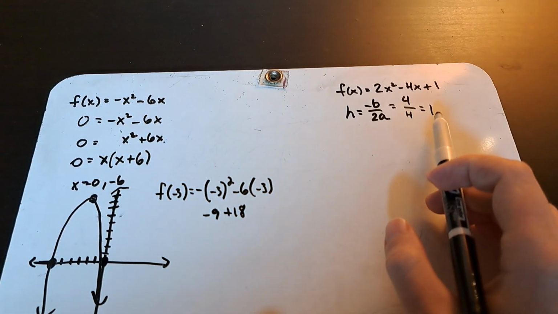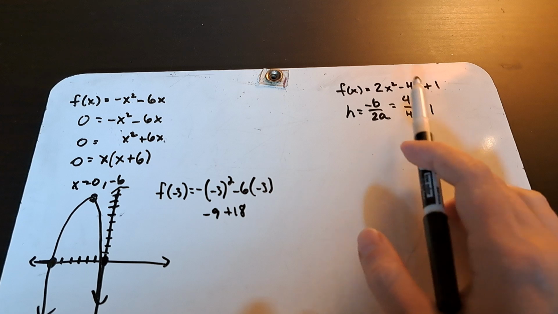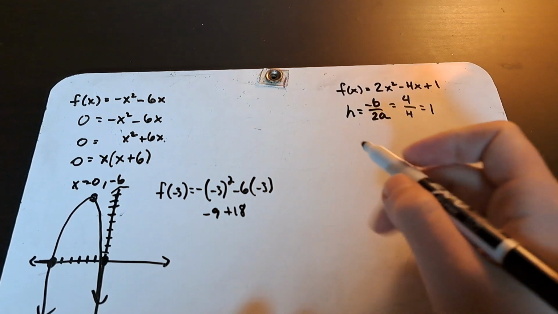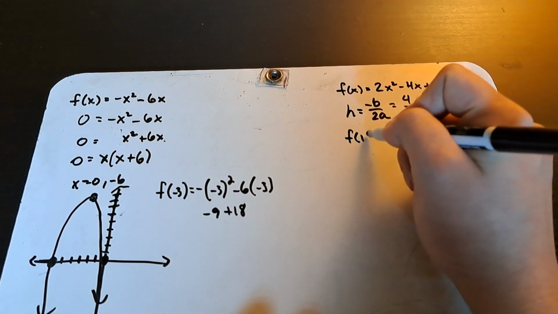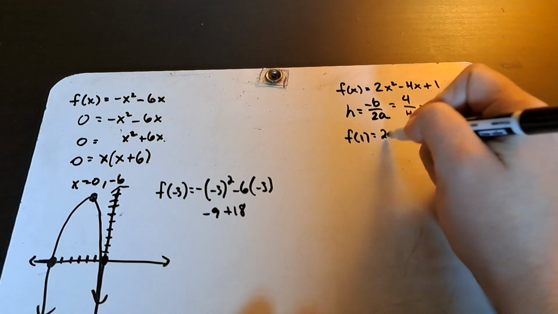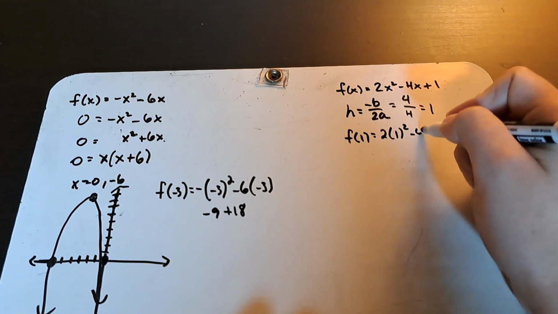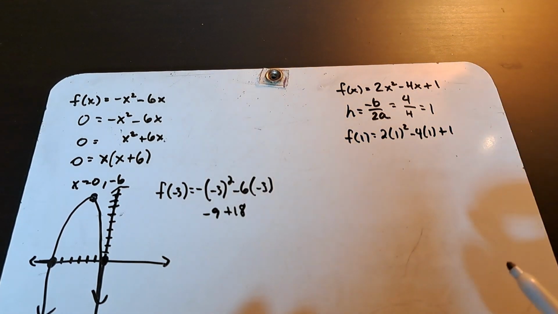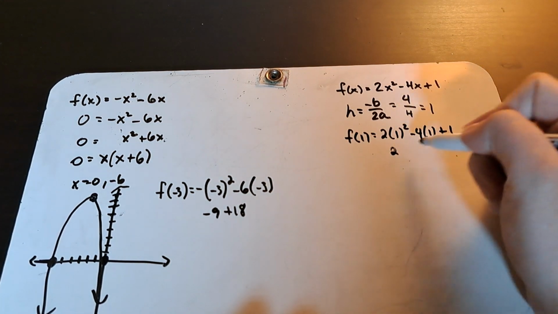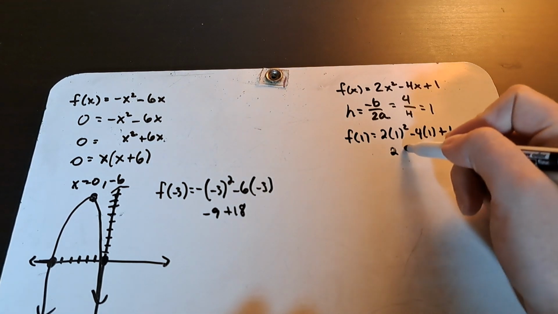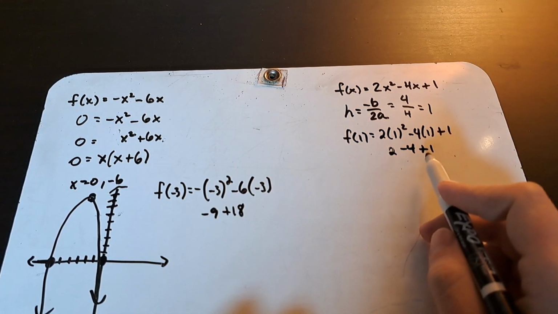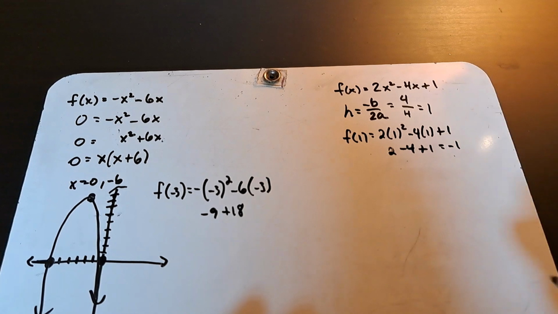In order to figure out what the y-coordinate of that point is, I can plug in 1 for x here into the function and figure out what the output is. So basically I'm going to evaluate f of 1. So f of 1 is equal to 2 times 1 squared minus 4 times 1 plus 1. Well, 1 squared is just 1. 2 times 1 is 2. Negative 4 times 1 is negative 4 plus 1. 2 minus 4 is negative 2, plus 1 is equal to negative 1.